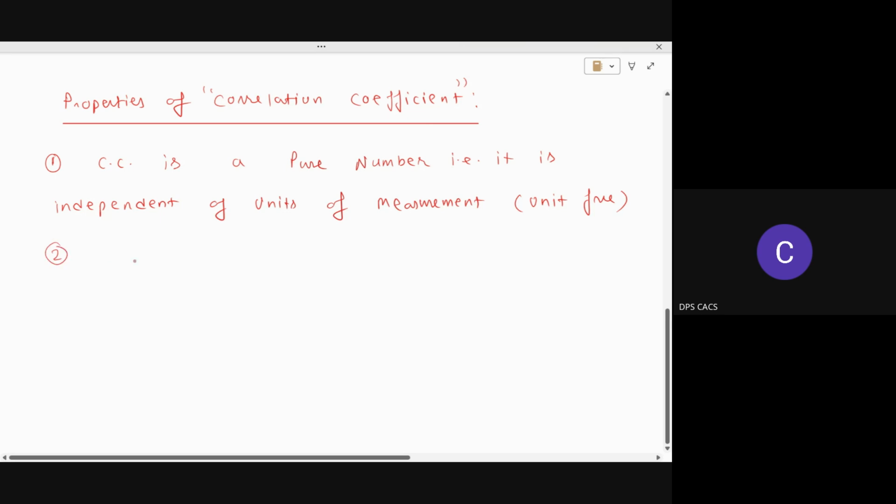Number 2. Correlation coefficient has a range. Now those few people who have done it in the past, do you know the range of R?